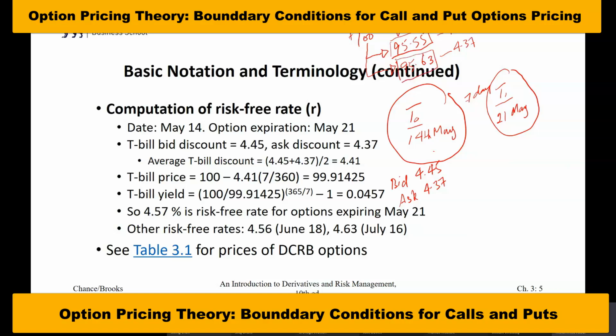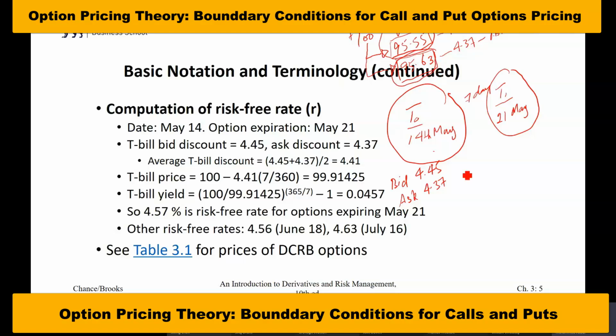So if the bid is 4.45, it means that the dealer is buying at a low price if I want to sell my bond. And the ask of 4.3 here means that if the dealer wants to sell to me and I want to buy the same bond, the dealer is quoting me a higher price.